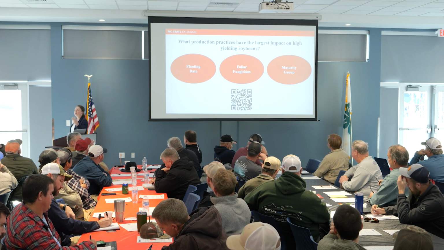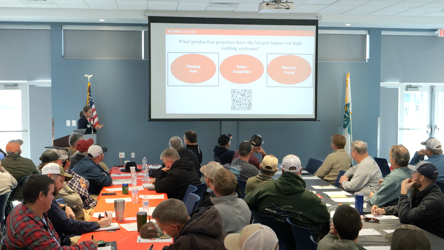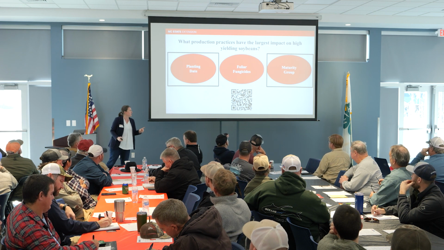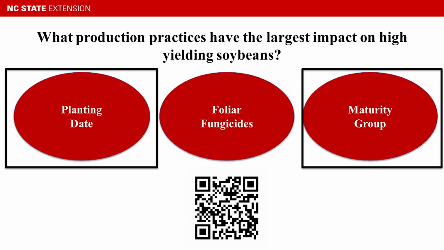And so those are the 3 strongest predictors of high yield that have consistently emerged when we've looked at these yield contest entries. Today I'm going to focus on planting date and maturity group. I will mention foliar fungicides later in the presentation, but if you're interested in learning more about these production practices and how they interact with soybean yield in these high yielding situations, and also what production practices we haven't seen have a large impact on yield in high yield environments, that QR code will take you to a chapter in the NC Soybean Production Guide that talks a lot more about this. But we're going to deep dive this morning into soybean planting date and soybean maturity group.